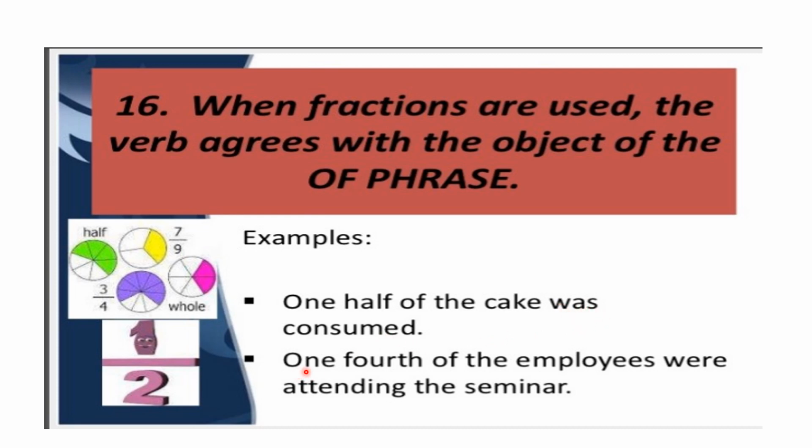And here the second example, one fourth of the employees were attending the seminar. So here one fourth of is the phrase, and the employees is the object of the phrase. So the verb were agrees with this object of the phrase. Since employees is plural, the verb also will be plural. So were here is a plural verb. Therefore the sentence is one fourth of the employees were attending the seminar.